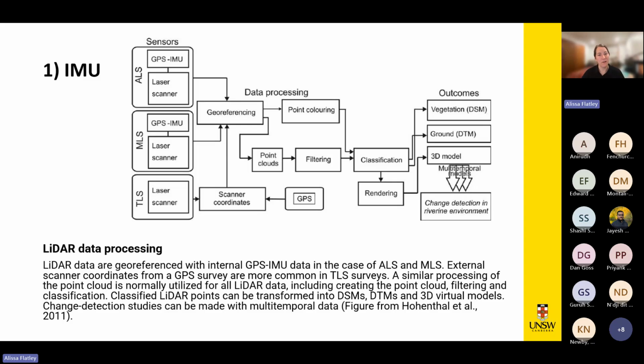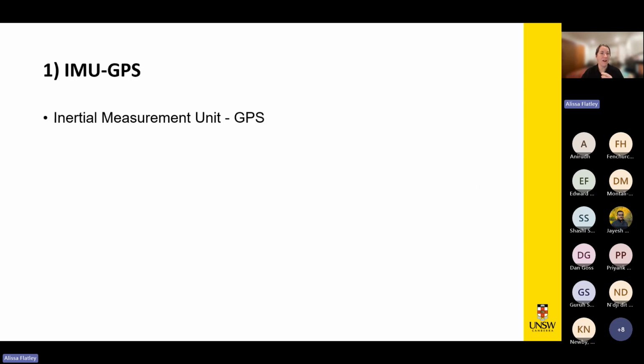And so this diagram is showing you a typical workflow for a change detection in a riverine environment. So you would take your scans, you would georeference to make sure that you've got an accurate scan. You would develop your point clouds, you might do some point coloring, you would potentially filter, do some classification and so on. Your end outcome from this would be a digital surface model or a digital terrain model of either the vegetation being the surface or the ground being the terrain model. And then you can use these to look at your change in your environment over time. But it's all fairly critical that you have an IMU GPS.